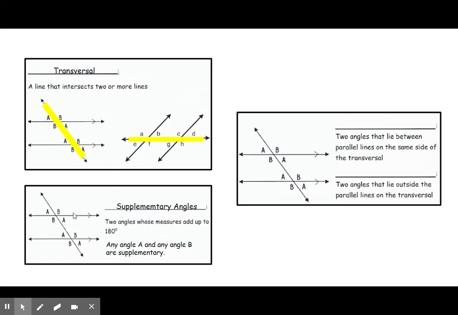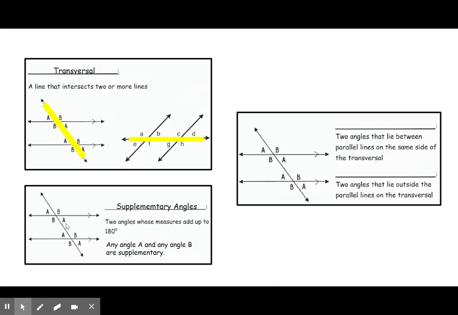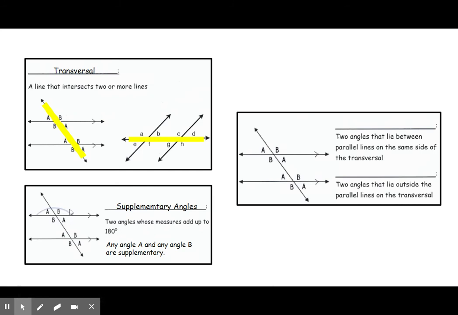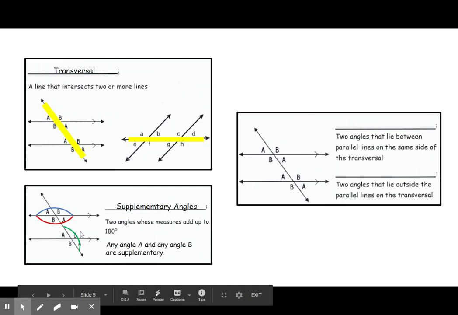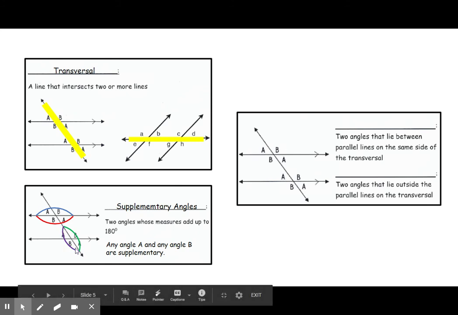So when I have two parallel lines cut by a transversal, any angle A and any angle B are going to be supplementary, any of them. So if I take this A and I add it to this B, I will get 180. It's supplementary. If I take this A and add it to this B, I will get 180. If I take this A and add it to this B, again, 180. Or if I take this A, add it to this B, I will also get 180, supplementary.